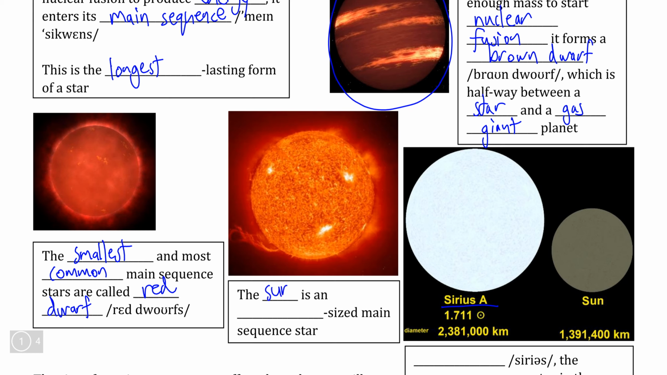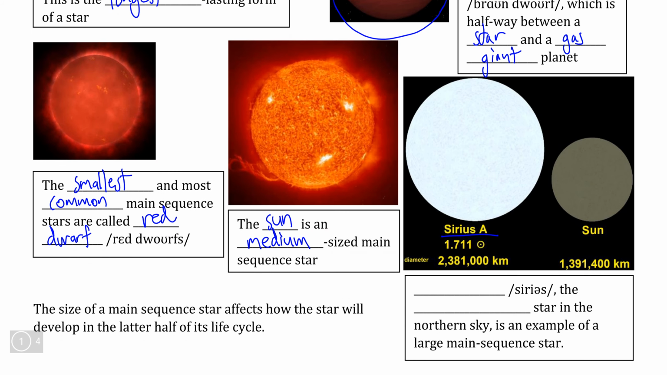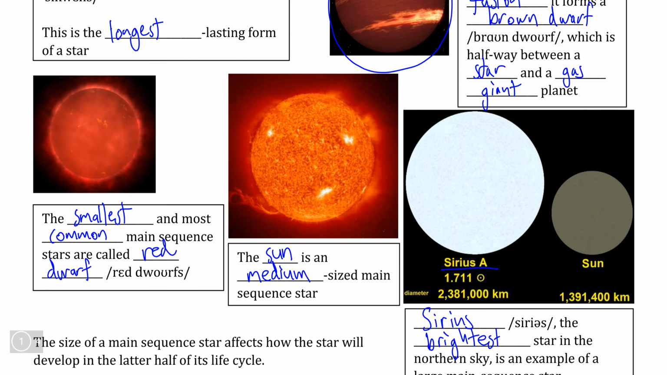Now, the sun is actually an example of a small to medium-sized example of main sequence star, whereas this large whitish blue star, Sirius, the brightest star visible in the northern sky, is an example of a larger than average main sequence star. Now, depending on the size of the main sequence star, this is going to affect how the star develops in the later halves of its life cycle.